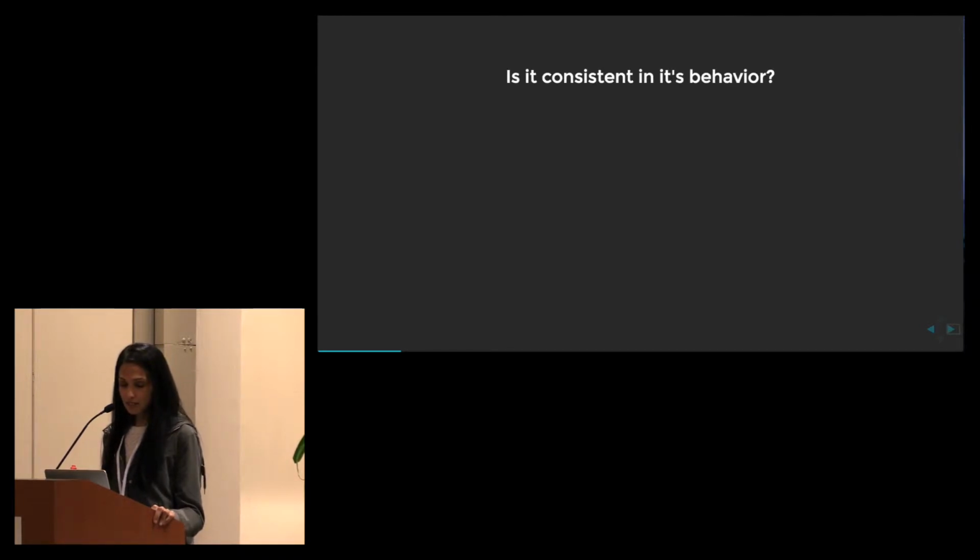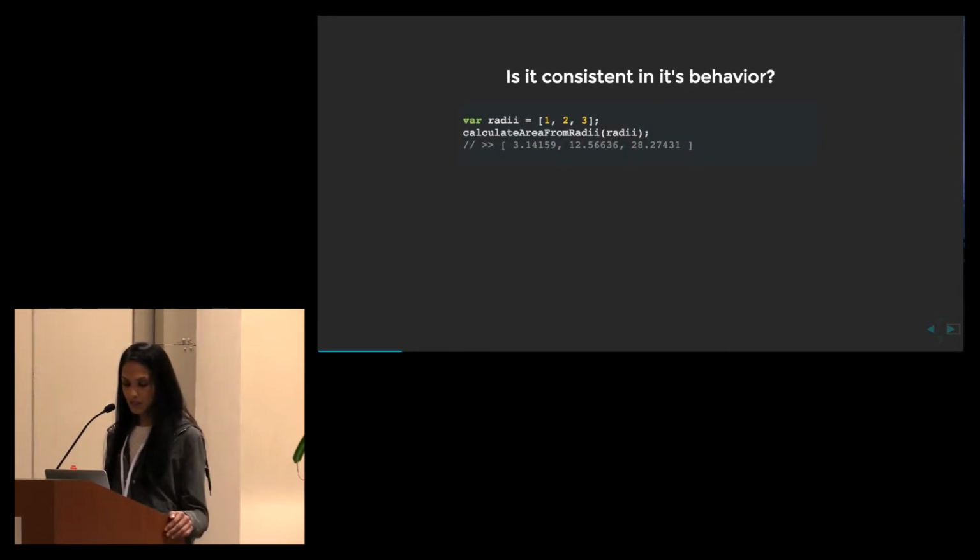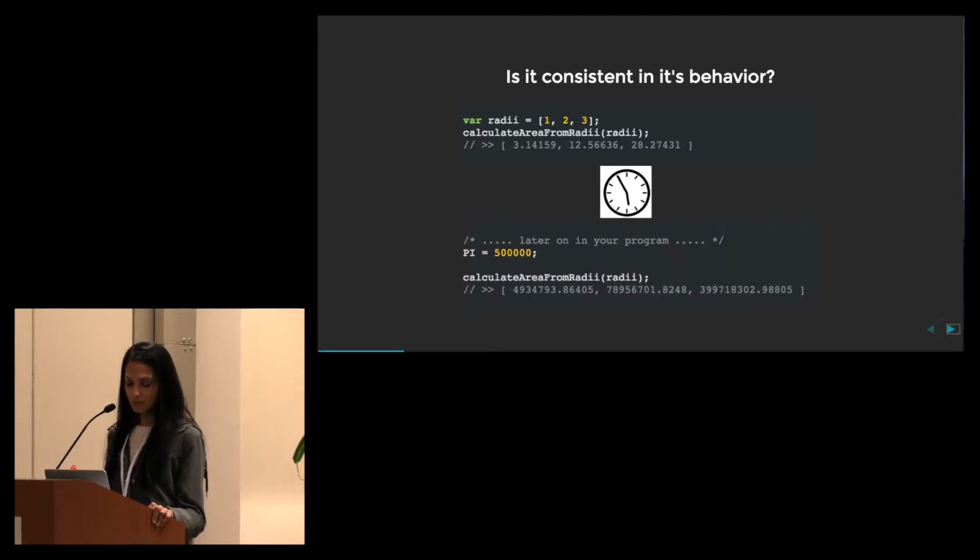Another question we might ask is: is it consistent in its behavior? So we passed in 1, 2, 3, we get a result, some time passes, and then some evil programmer on your team decides to change your pi variable to 500,000. You run that function again, and you get some ridiculous number. So because the pi was global, it's not predictable in this case. It's not consistent.